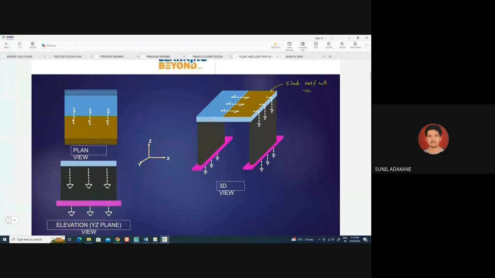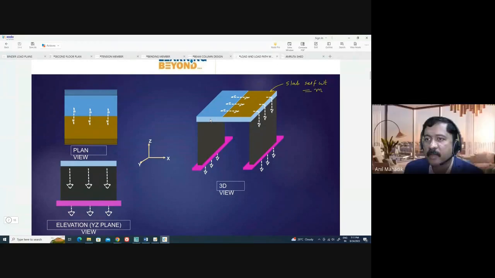Because it has certain density. Because slab is having mass. Yes, it is having some mass and it is having gravitational acceleration also. That's why it is having some weight, right? Definitely wall will have a self weight or dead load, whatever you say, self weight or dead load.